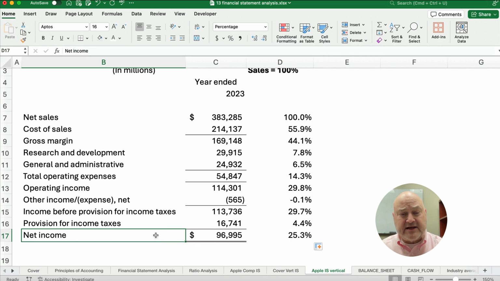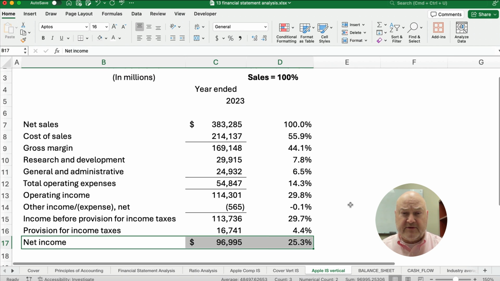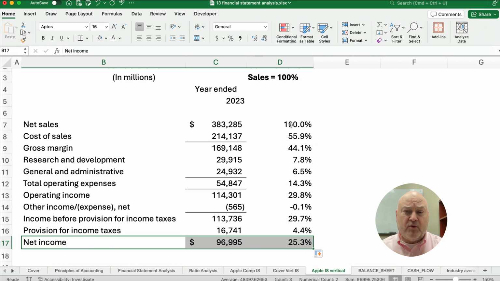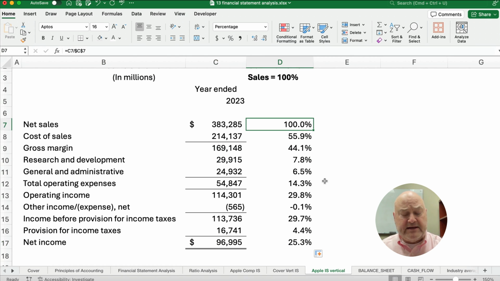So this is actually a ratio called net profit margin or return on sales. So what this says is for every $1 that Apple made in sales, they earned a net income or a net profit of 25 cents. So you can start doing this with each company you're looking at, the vertical analysis or a common size.